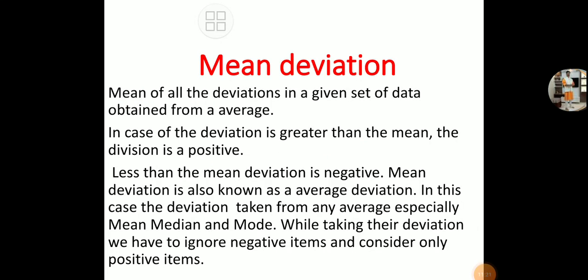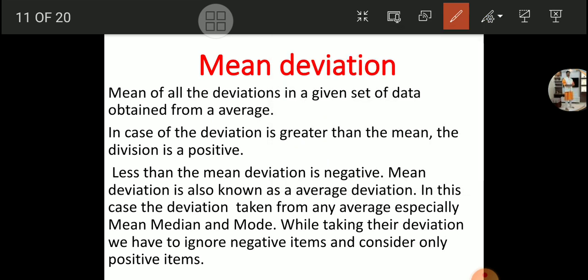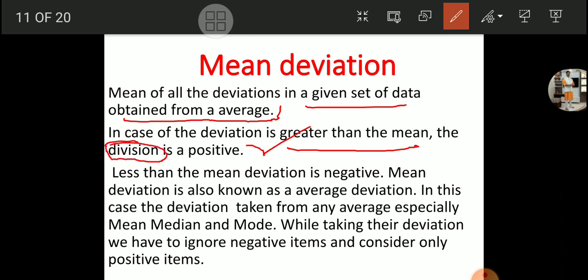Now, what is mean deviation? Mean deviation is the mean of all deviations in a given set of data obtained from an average. In the case of mean deviation, when a deviation is greater than the mean, the deviation is positive, isn't it? When the deviation is greater than the mean, it is always positive. Less than the mean, the deviation is negative, isn't it?